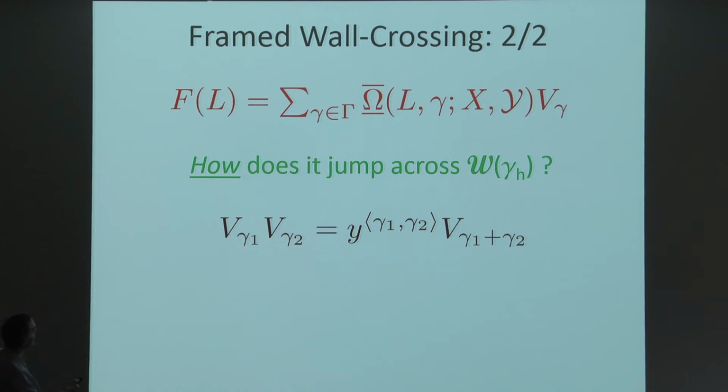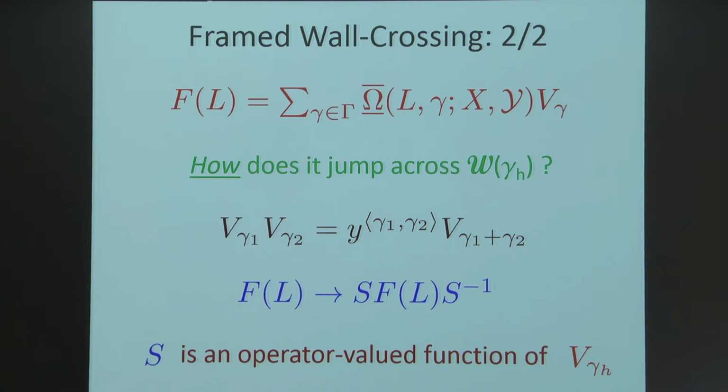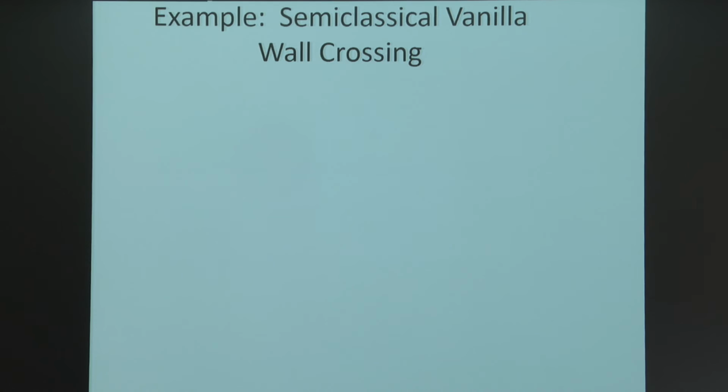Okay, now how do they jump across these walls? Well, interestingly, to describe how they jump, you should promote these bookkeeping devices to a Heisenberg algebra, so now it's non-commutative, and then F of L jumps by conjugation with an operator S, where S is a certain extremely well-known operator-valued function of X of gamma H. I'm not writing out S because I don't want to overload you with formulas, but it's known. So let's look quickly at some examples.